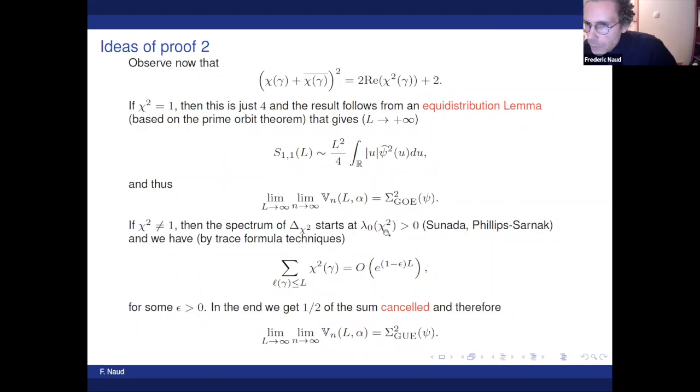So when chi is close to the trivial representation, of course, lambda naught is close to zero, but you can quantify the distance of lambda naught with respect to zero in terms of some distance to the trivial representation. So there are some quite quantitative estimates for lambda naught. Cool, thank you very much.